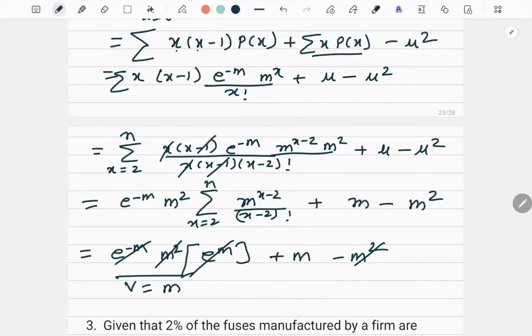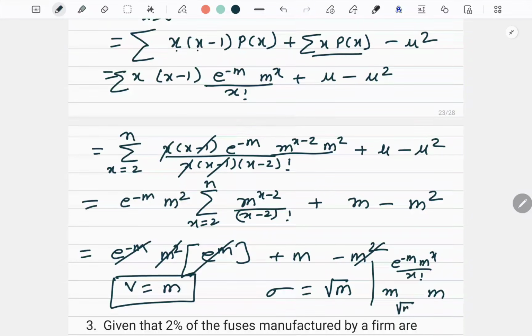So if variance is equal to m, then what is the standard deviation? Sigma is equal to under root of variance, that is under root of m. So for the binomial distribution, we have already discussed. For the Poisson's distribution, what can you conclude? For the Poisson's distribution, probability is given by e to the power minus m, m to the power x upon x factorial. Mean is m, variance is m, and standard deviation is root m. So this you have to remember for doing the questions.